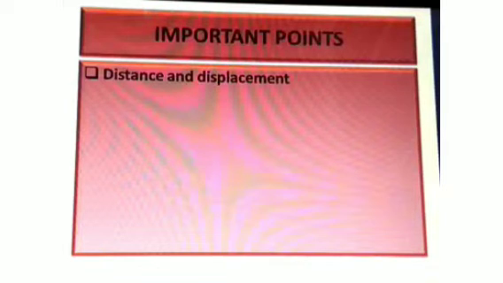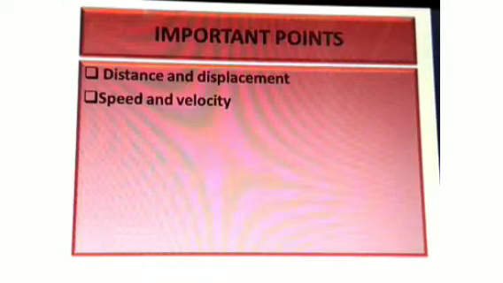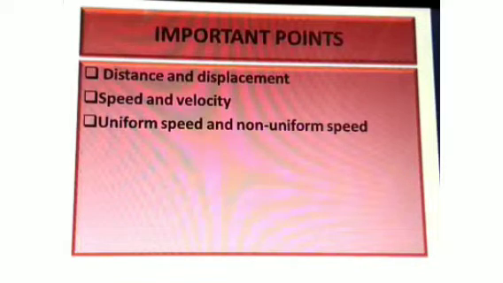That means distance has only magnitude. Displacement has both direction and magnitude. Speed and velocity: the distance per unit time is called speed and the displacement per unit time is called velocity. Speed is a scalar quantity and velocity is a vector quantity.